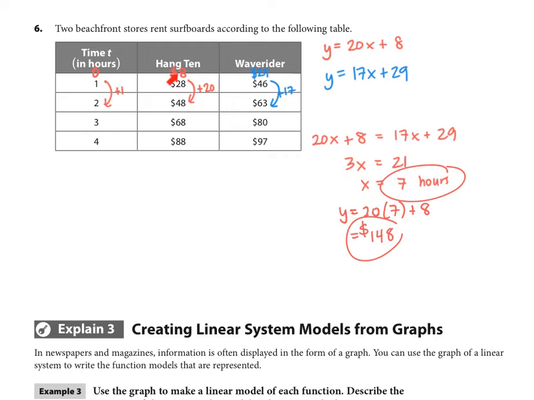And the initial value, remember, go back to 0 for our variable. And it says t up here, but that's our x. Our x is hours. Our y is our cost. I go through and I solve it just as I did with the previous few problems. And I get that they will charge the same, 148 bucks, for 7 hours of renting surfboards.